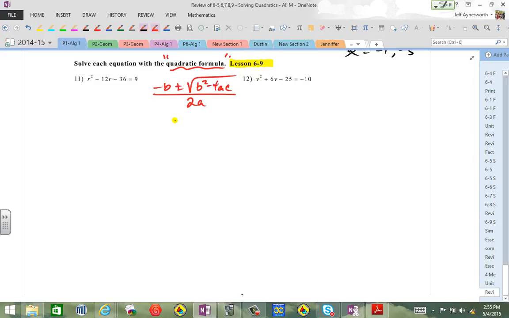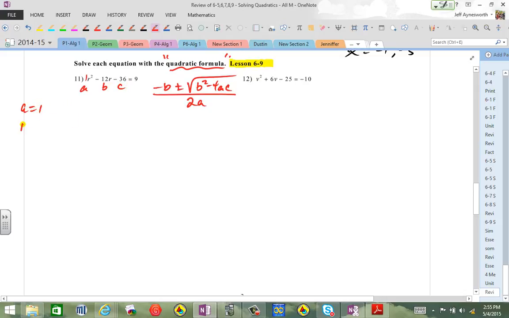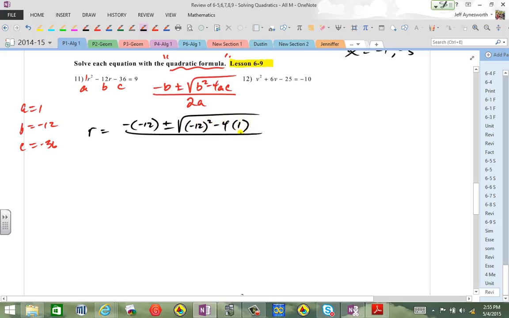So I know a is 1, b is negative 12, c is negative 36. So r now is equal to the opposite of b, so opposite of negative 12, plus or minus the square root of b squared, which is negative 12 squared, minus 4 times a, times c, all divided by 2 times a. There's your setup.